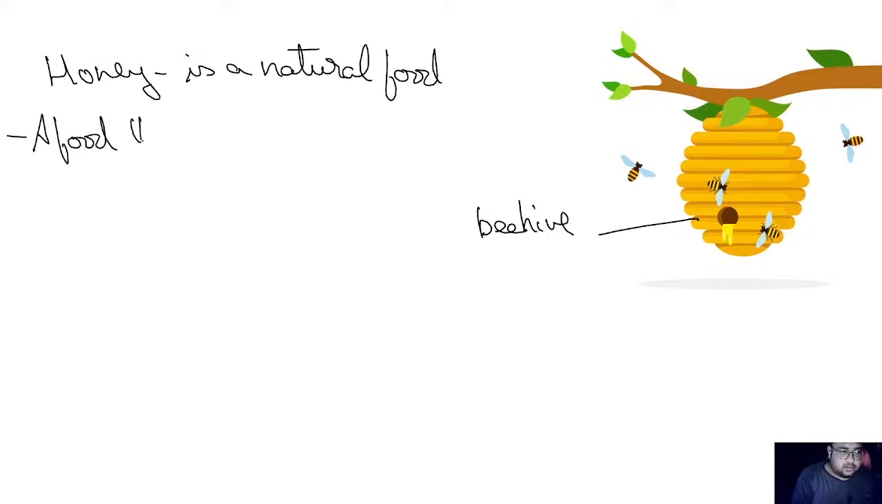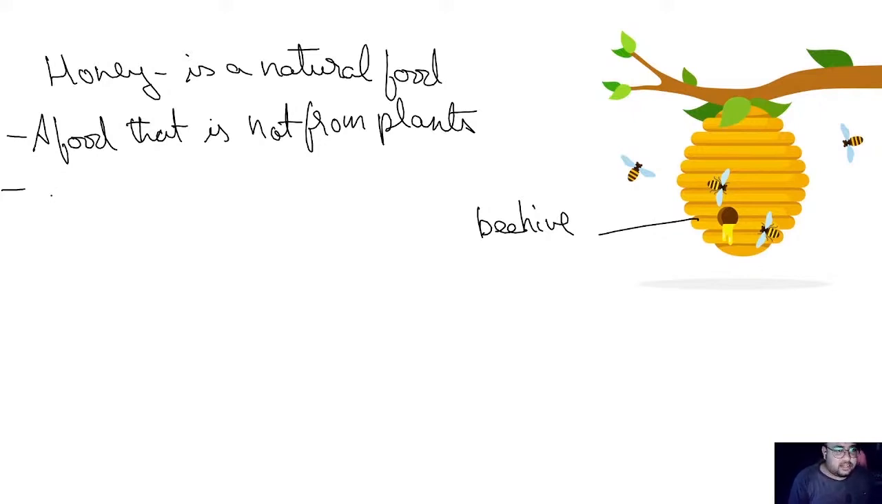A food that is not from plants. Okay, does everybody know how this honey is extracted? I'll tell you all. This is not like plants. It is not from plants. But if you see in depth, it is from plants. Honey doesn't come to us like a fruit or a vegetable. You can see how the bees construct a beehive, and from that we extract honey. No, no, please don't write it. This is just for referral explanation. I'll tell you which one to write and which one not to write.